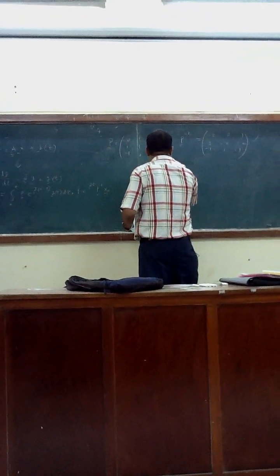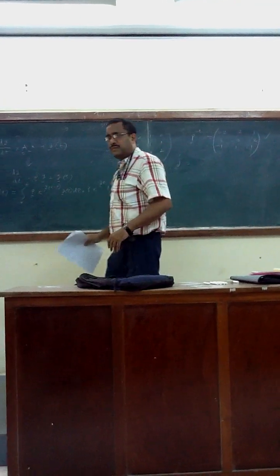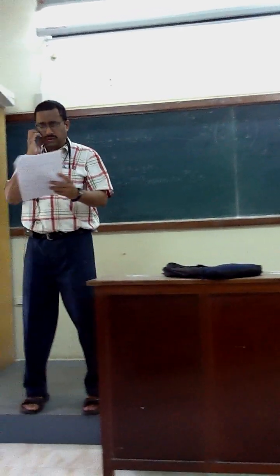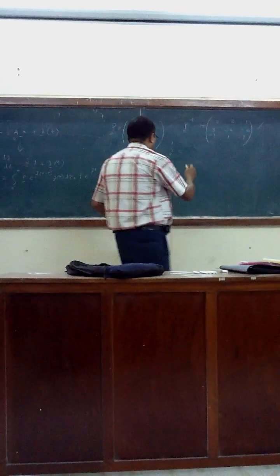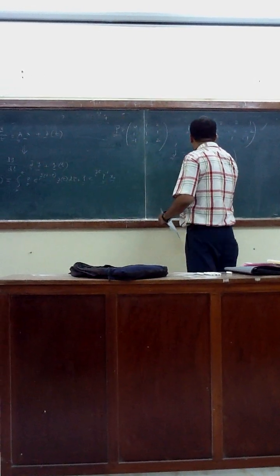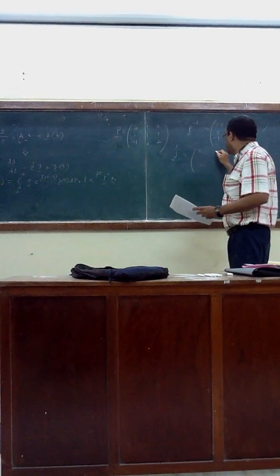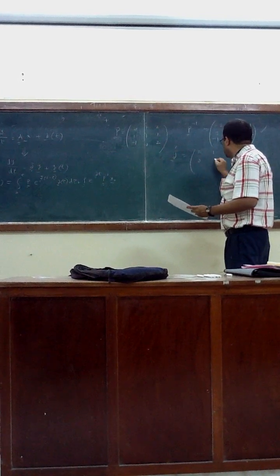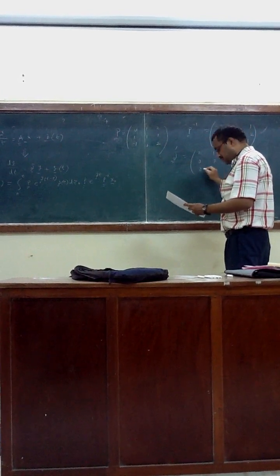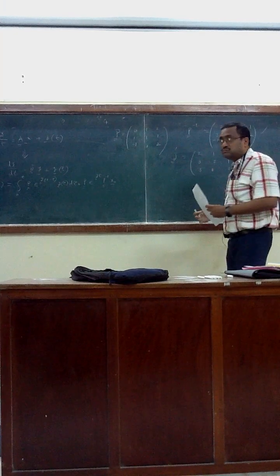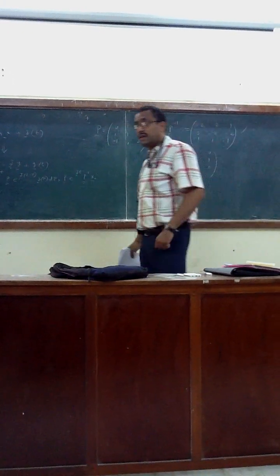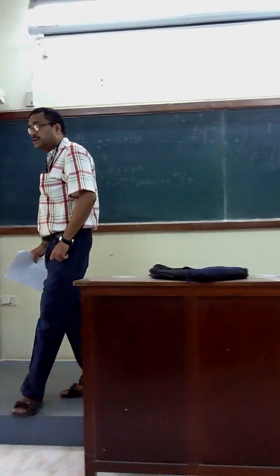J matrix. How will the J matrix be? Pardon? How much did you get? 2001? 210? 02? Did you verify? Can you verify it?